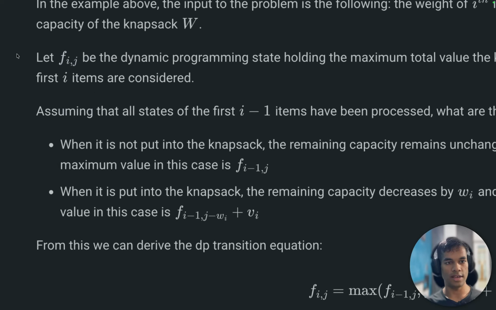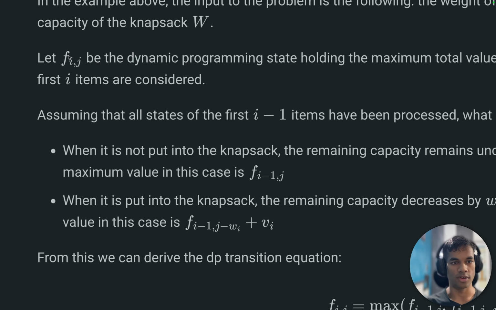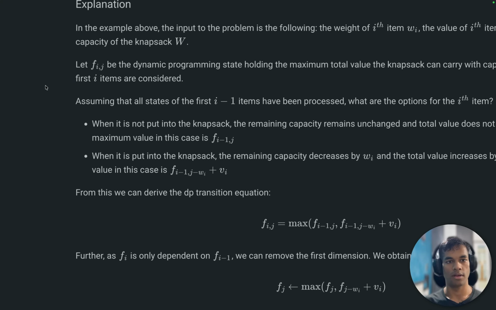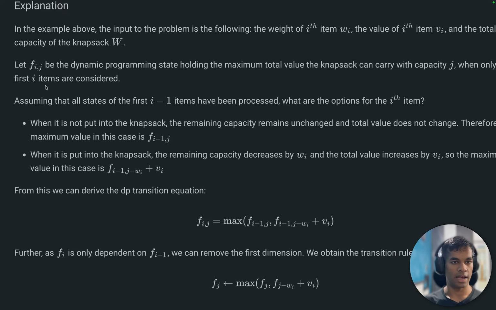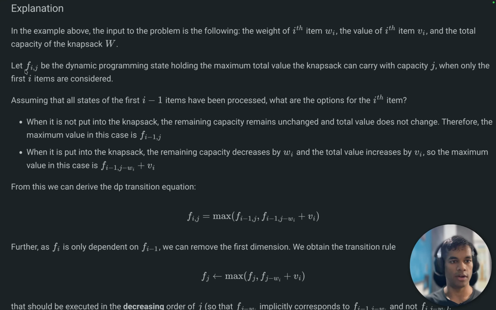Since this function takes in two arguments, the whole table in which all the values for this function are stored is two-dimensional. It can have different values depending on i and depending on j. So that is two dimensions. Assuming that all states of the first i minus 1 items have been processed, what are the options for the ith item?